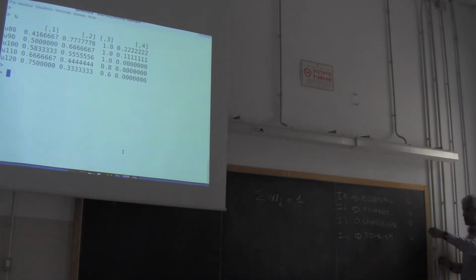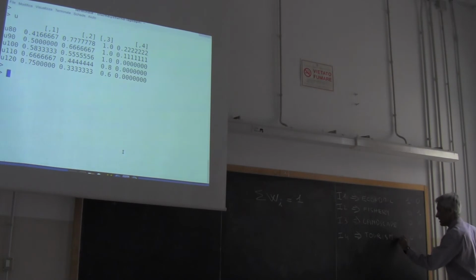If you ask fishermen, they will say 0, 1, 0, 0. If you ask the local administration, they may be interested in tourism, and therefore they may say 1 to tourism and 0 to the others. I have to find the optimal combination.